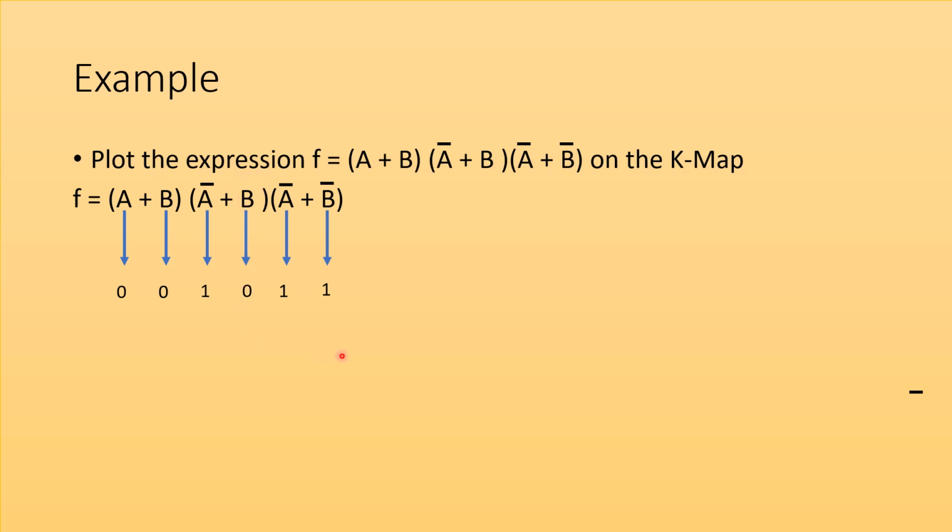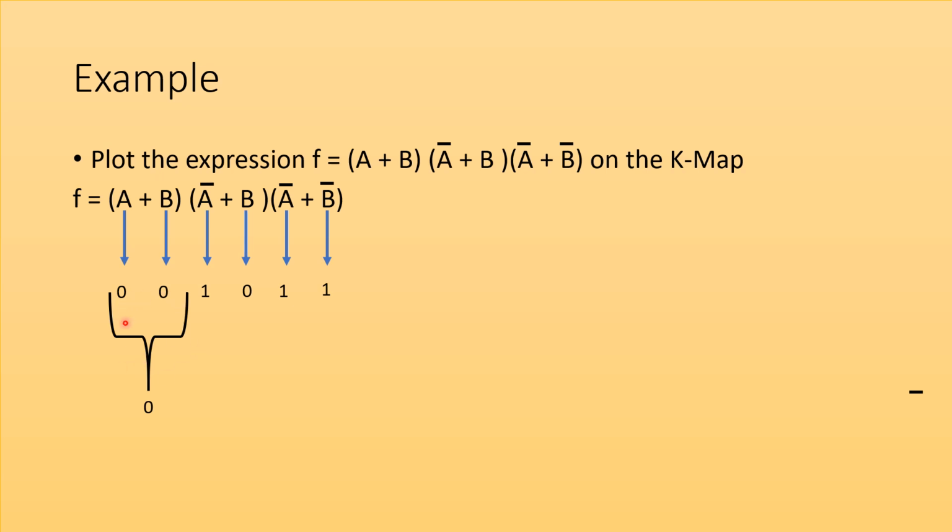In SOP, it is just the opposite. Here we are considering POS. Therefore, the literal without a bar is denoted as 0 and the literal with a bar is denoted as 1. Now we have to write the max term expression from this.